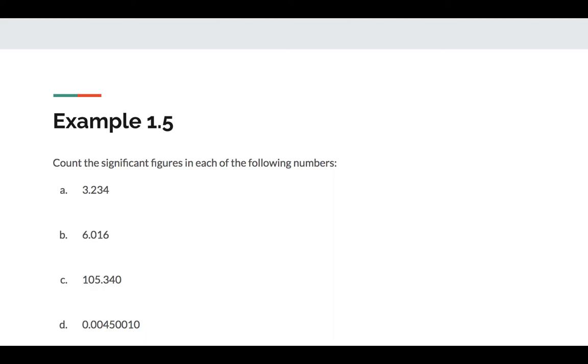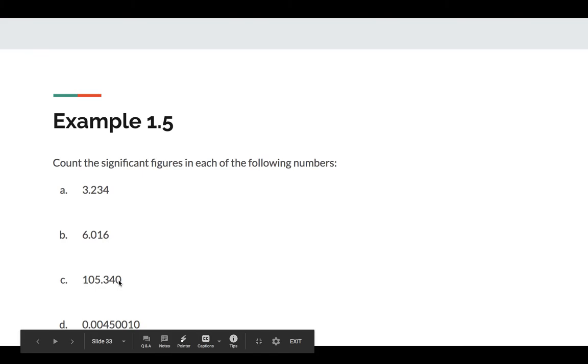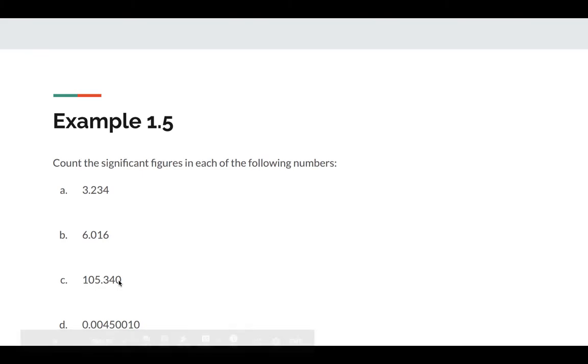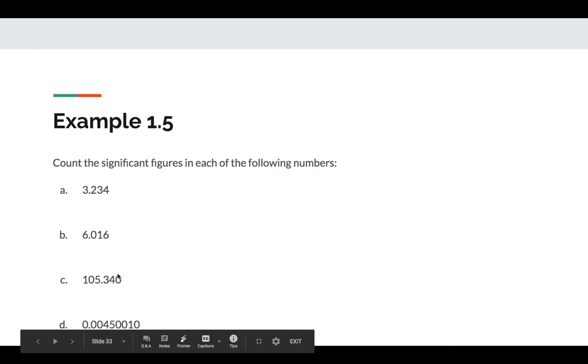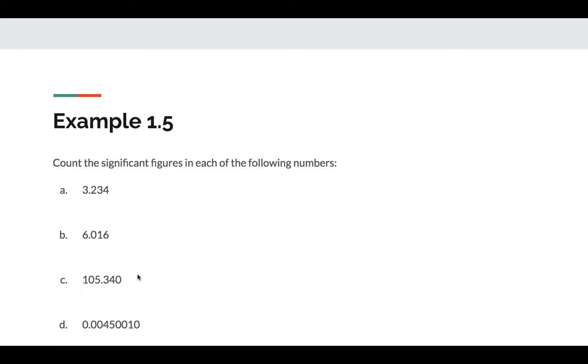All right, C, 105.340. We have 2 different zeros in this. Let's look at the first 0. The first 0 is in between 2 non-zeros, so that means it is significant. And the 0 on the end. If we look at our rule number 3, it's significant if it is a 0 at the end of the number and to the right of the decimal point. Is this to the right of the decimal point? Yes, it is. Is it at the end of a number? Yes, it is. So it is significant. So we have 1, 2, 3, 4, 5, 6 significant figures in this one.